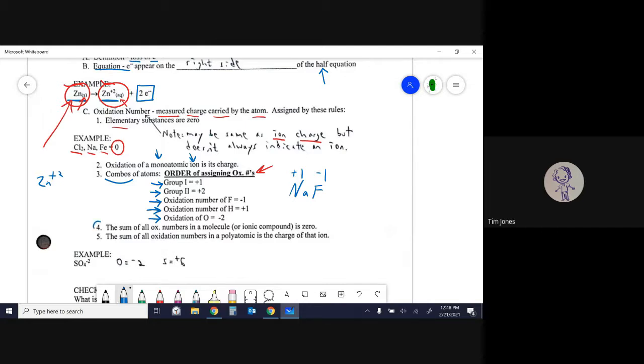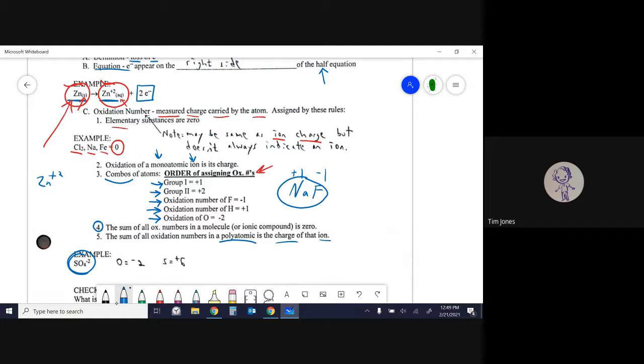Step 4, the sum of all oxidation numbers in a molecule or ionic compound is 0. In other words, if the whole group has no charge, like NaF, overall, it doesn't have a charge. The oxidation numbers have to add up to 0. However, if the group is a polyatomic ion, then it needs to add up to the charge of that ion. So like here, sulfate. The oxidation number of sulfur and all 4 oxygens must add up to -2.